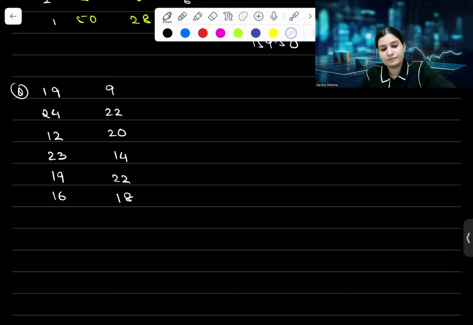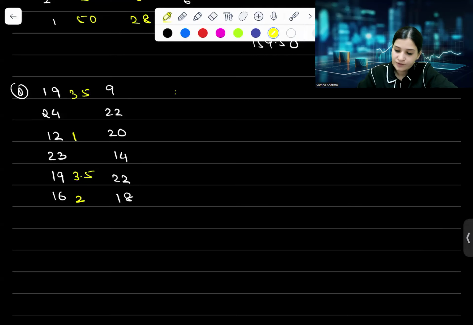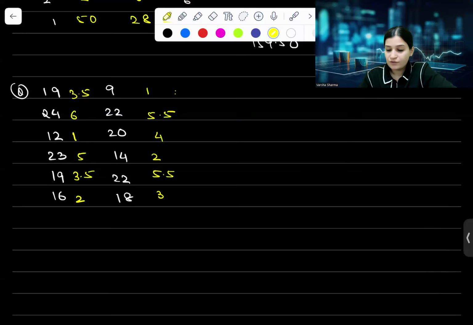Got the answer? Ranking: first, second, then there is a tie at 3 and 4, so 3.5, 3.5. Fifth, sixth, first, second, third, fourth, fifth and sixth tie, so 5.5, 5.5. So what will be D square? 29.3.